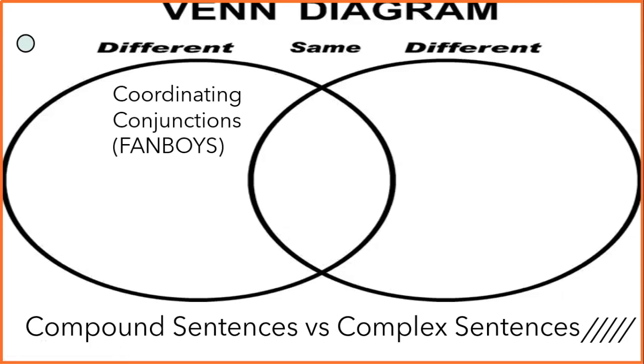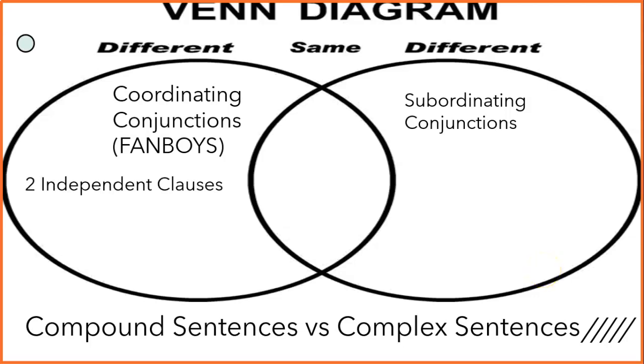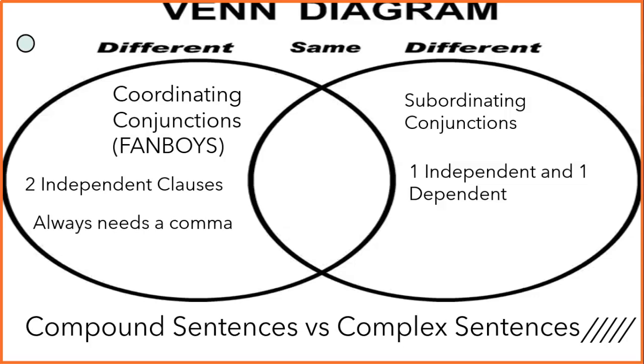Okay, so a compound sentence uses coordinating conjunctions. It uses the FANBOYS. While a complex sentence uses subordinating conjunctions. A compound sentence has two independent clauses. That means it's made up of two complete thoughts, two simple sentences. But a complex sentence has one independent and one dependent clause. A compound sentence always has to have a comma. A complex sentence only needs a comma sometimes.